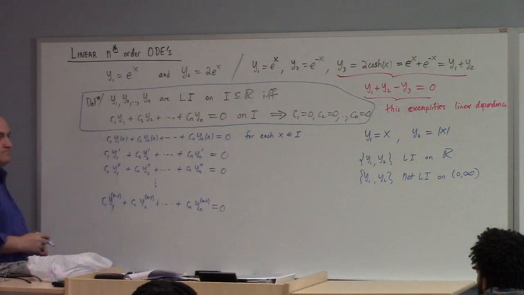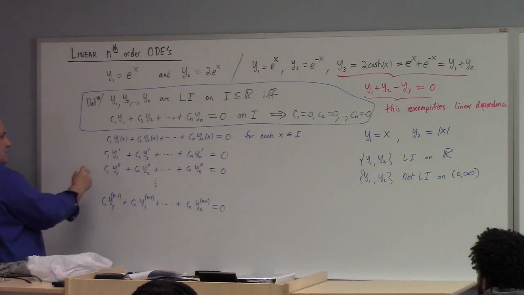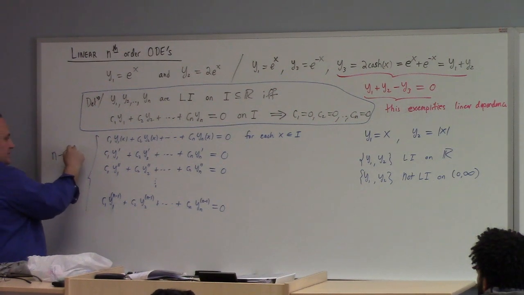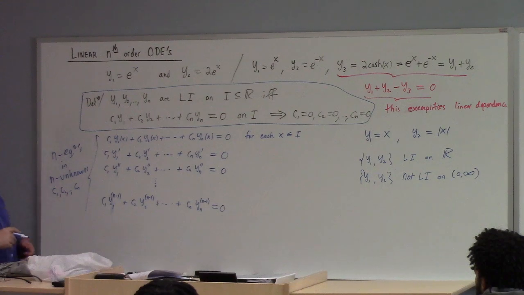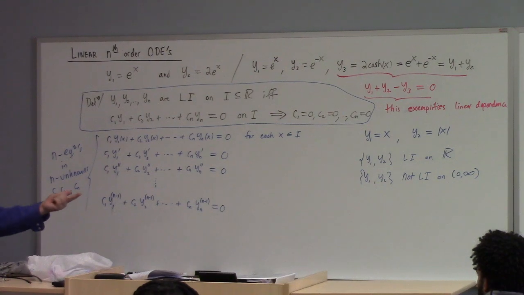At this point we have n equations in n unknowns. What are the unknowns? Those are the constants, C1, C2, through Cn. If these are linearly independent functions, what is the condition? If you have the first equation, it must imply that all of the constants are 0.